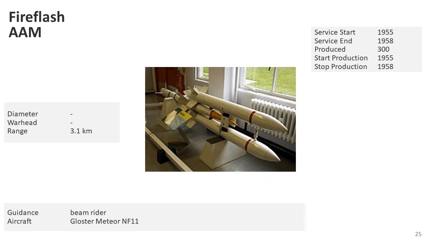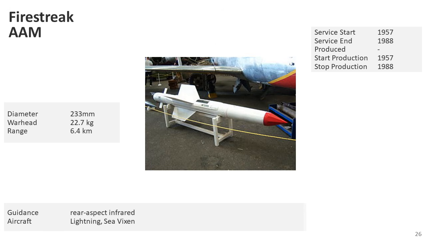Fireflash was the United Kingdom's first air-to-air guided missile to see service with the Royal Air Force. Constructed by Fairey Aviation, the missile utilised radar beam riding guidance. Fireflash had relatively limited performance and required the launching aircraft to approach the target from a very limited angle astern. The de Havilland Firestreak is a British first-generation passive infrared homing air-to-air missile.